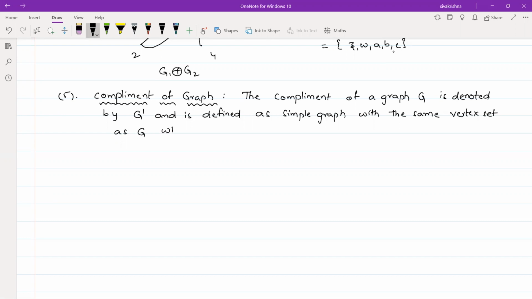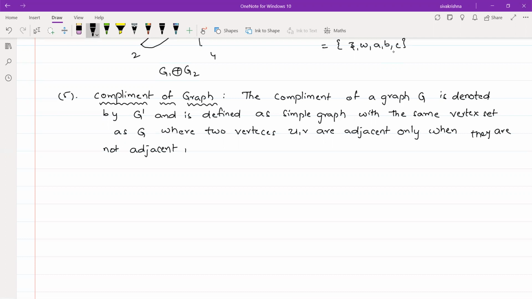where two vertices U, V are adjacent only when they are not adjacent in G.